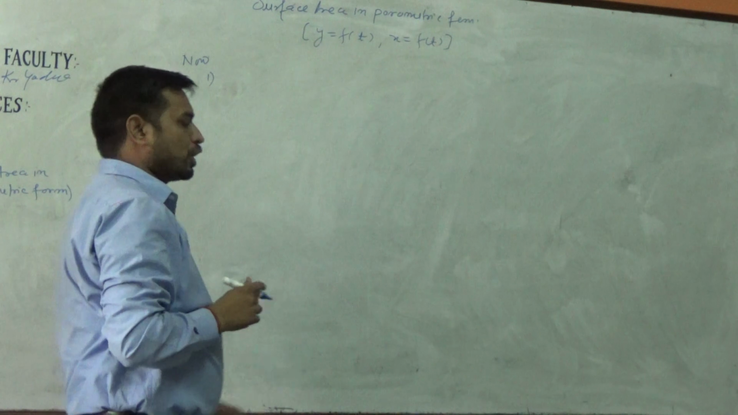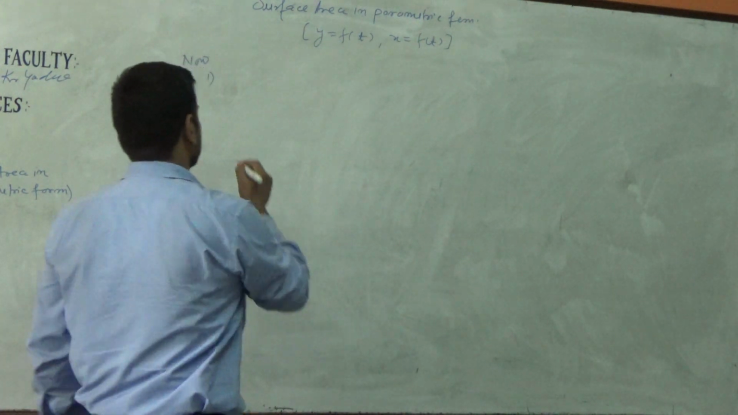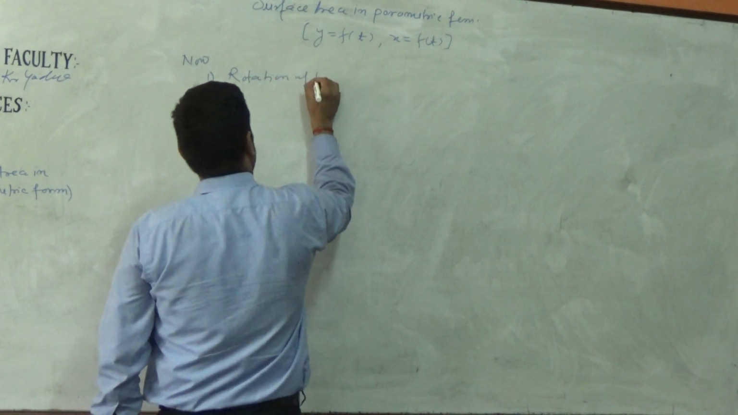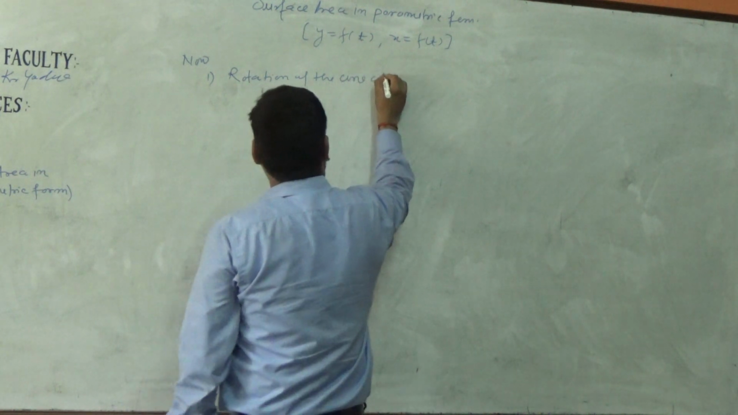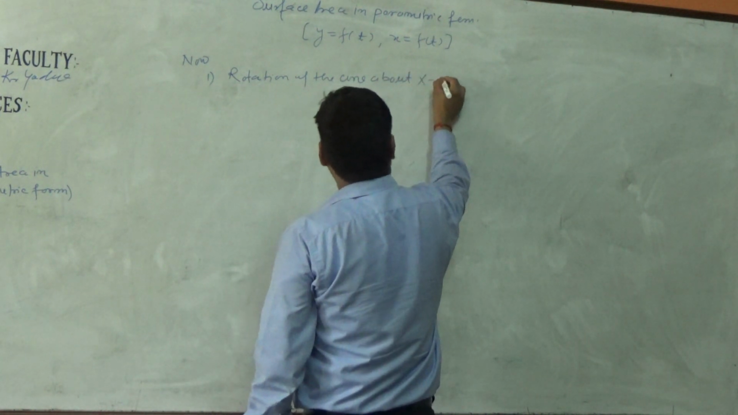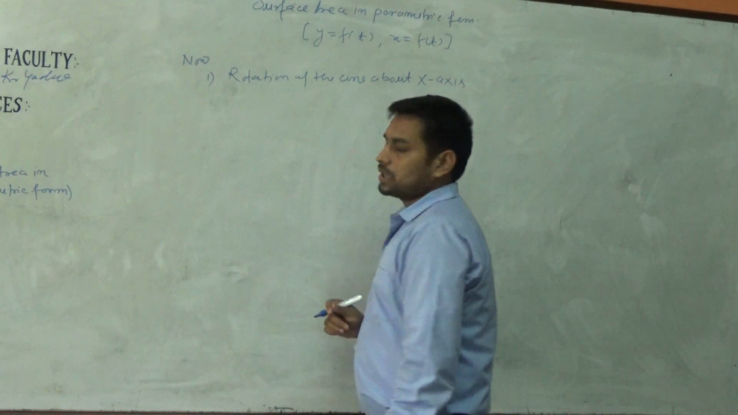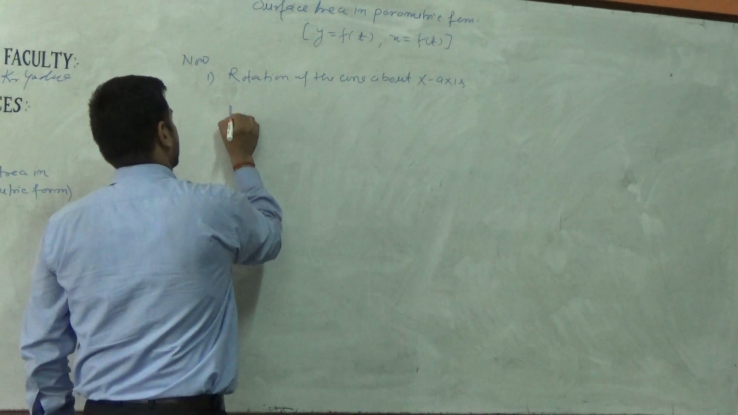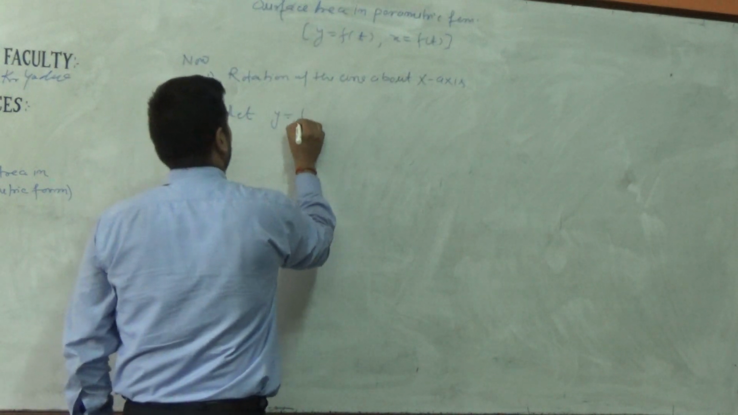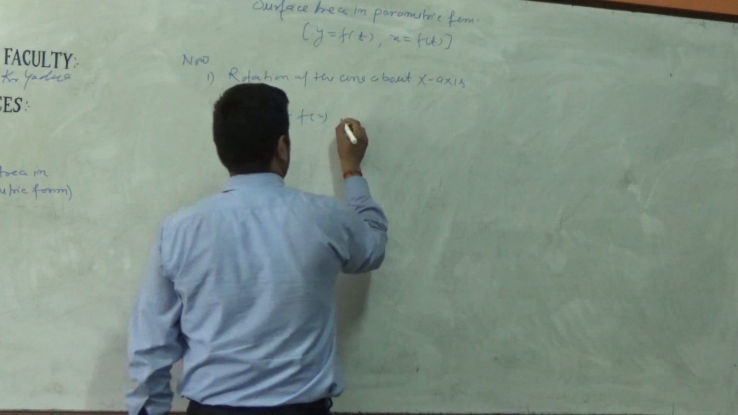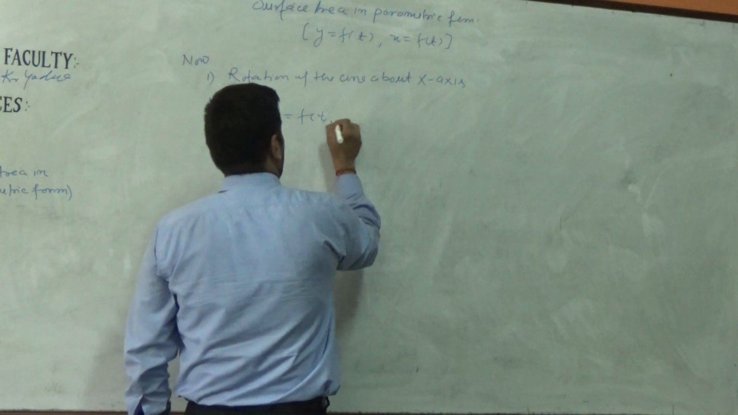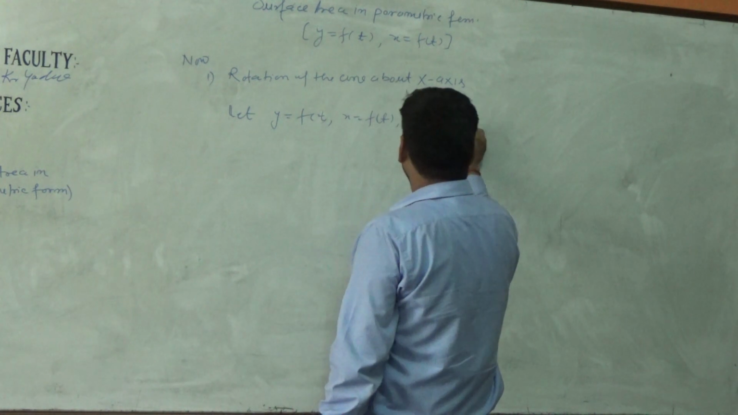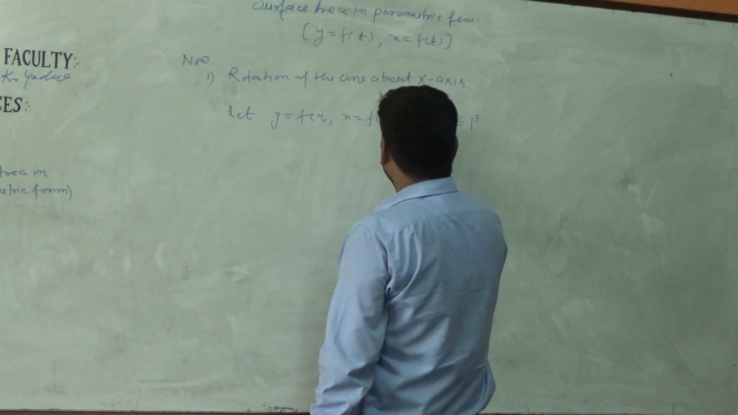Now, first, the revolution about the x-axis. Rotation of the curve about the x-axis. Let y equal to f of t and x equal to a function of t, for every t defining the range of the interval.